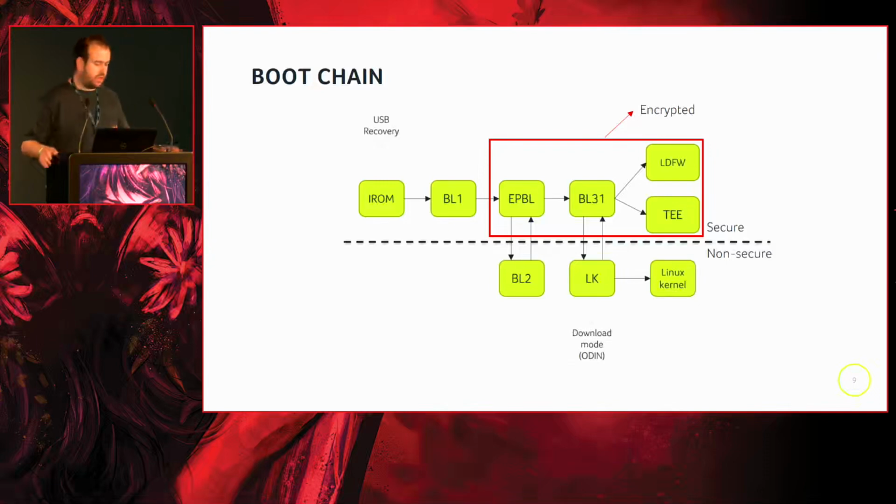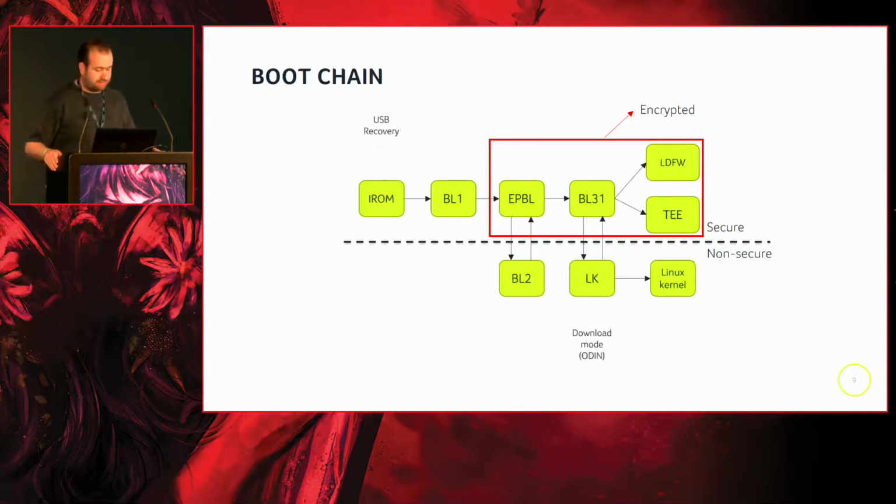So this is the boot chain of the S21. It's a fairly typical boot chain. First, the boot ROM will start the chain of trust. It will then load BL1 in secure mode. BL1 will run from SRAM and load the next stages, so EPBL. As you can see from this box, all the next stages that run in secure world are stored encrypted, both in flash and in firmware updates. So this is a bit of a black box for an attacker.